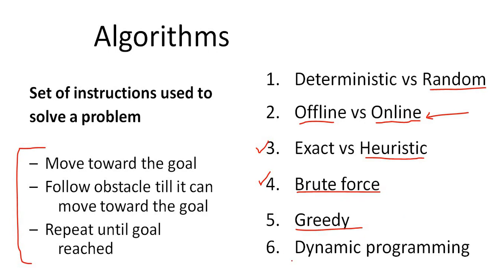Finally, we have dynamic programming type algorithms. These types of algorithms are used for optimization, and how they work is they divide a problem into sub problems and then try to solve the sub problems to find the best solution.